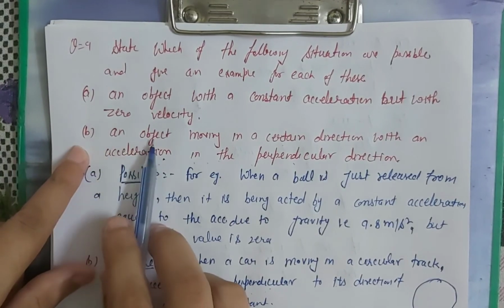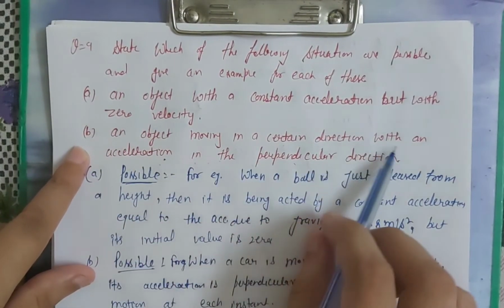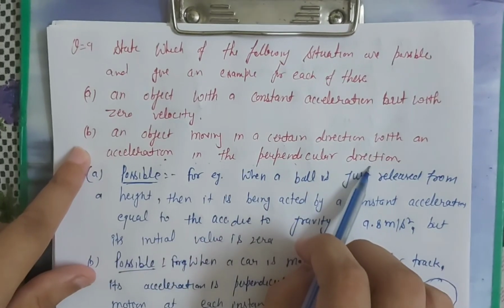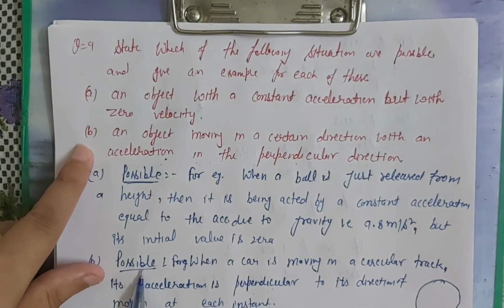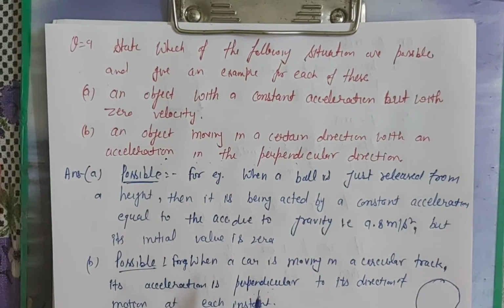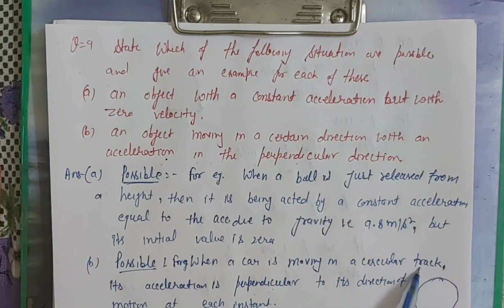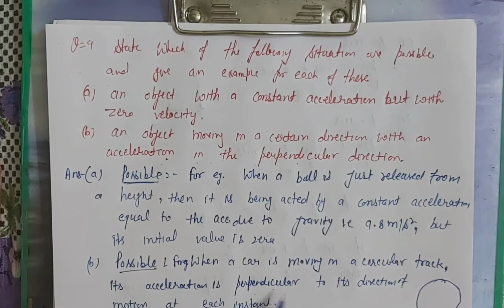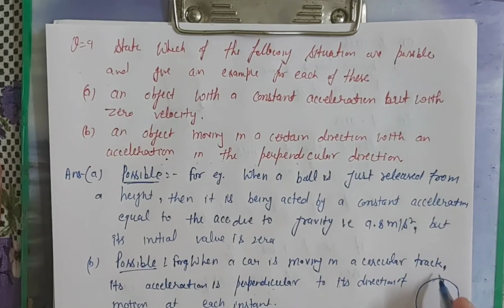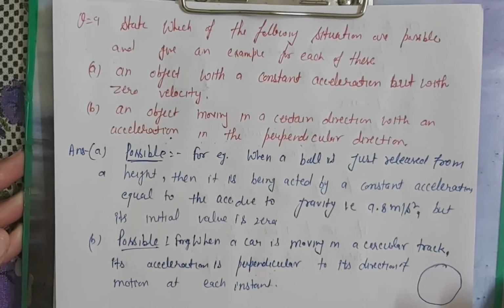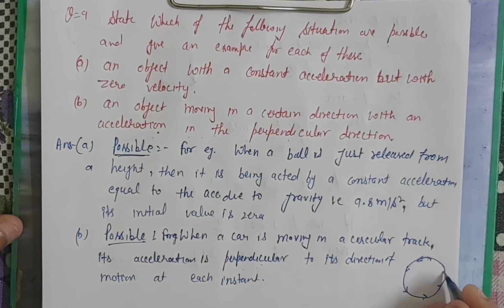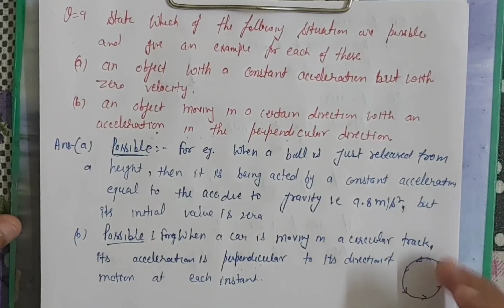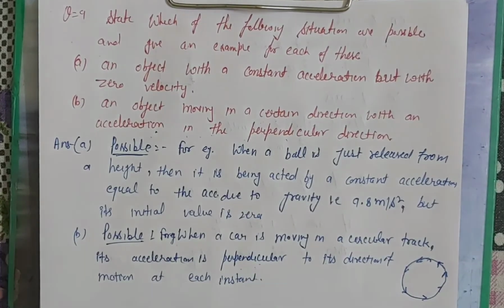The second part says an object moving in a certain direction with an acceleration in the perpendicular direction. Is it possible or not? Yes, it is possible. How? For example, when a car is moving in a circular track, its acceleration is perpendicular to its direction of motion at each instant. So it is also possible.